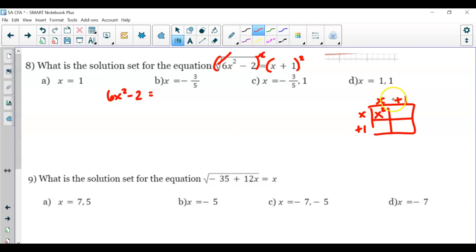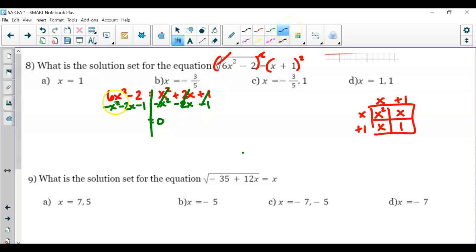So now here I've got x squared, now just 1x. Here I've got 1x, and 1 times 1 is 1. So now I've got x squared plus 2x plus 1. Now, here we are solving a quadratic, and quadratics always have to equal 0. But I notice I have 6x squared here, so I'm going to move everything from the right side over. So I'm going to subtract x squared from both sides, subtract 2x, as well as subtract 1. So now we've got our quadratic here equal to 0.